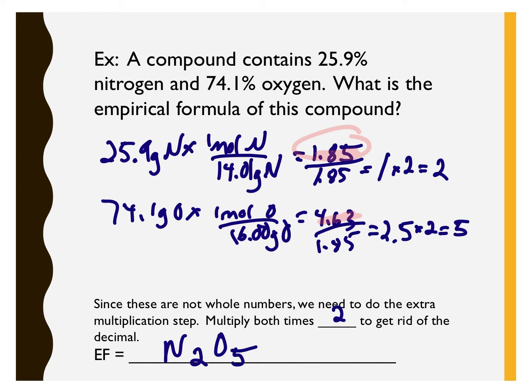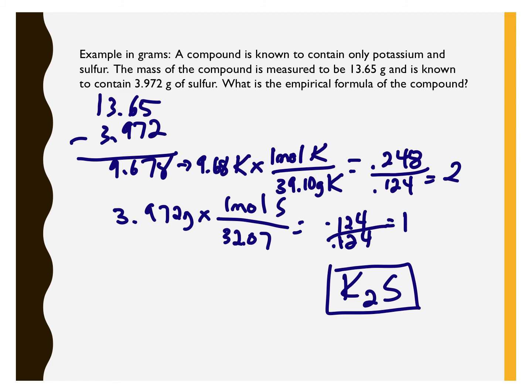So I need to multiply by 2 here. And so then I see this is N, and it's now 2. O needs to be a 5. So N2O5. Again, if you got a 0.33, you multiply by 3. If you got a 0.25, you're going to multiply by 4. We won't give you any numbers other than mainly the 0.5s and the 0.33s.